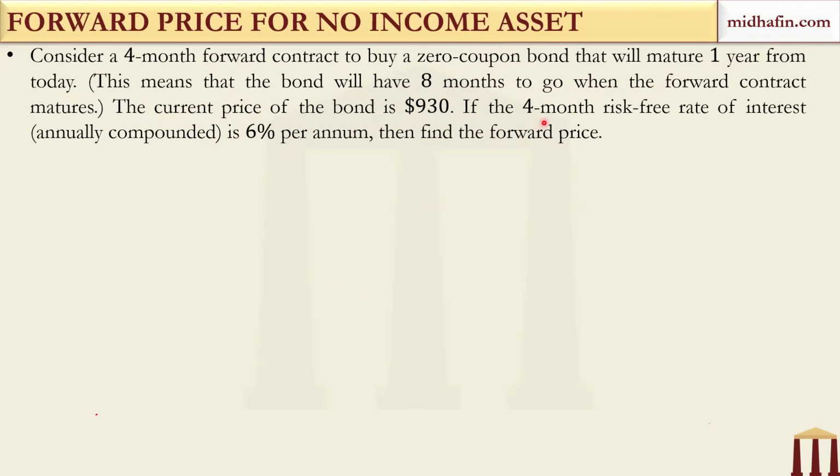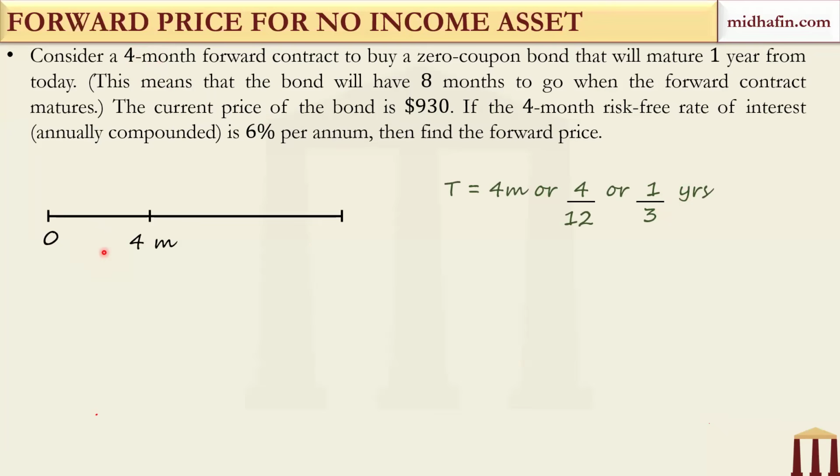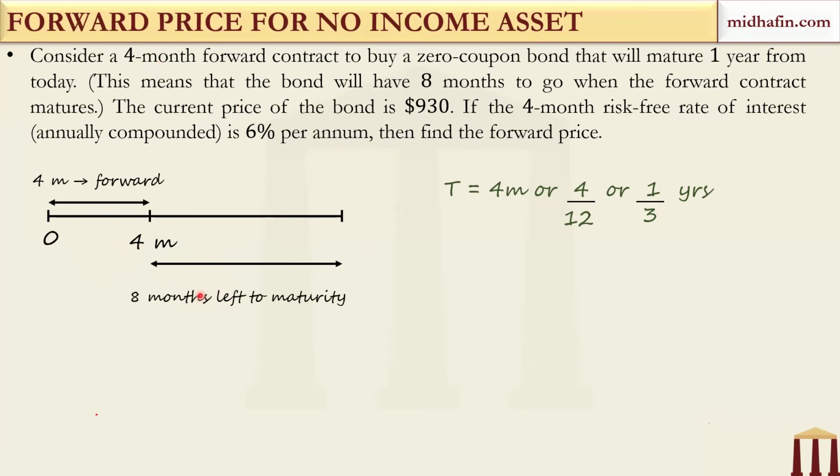What is T? It's a 4-month forward contract, remember. So T is 4 months or 1 over 3 years. Okay. So this is the 4-month forward. But the bond is still having 8 more months. So this is the figure which we have drawn just for clarity, just to make everything clear. Although there might be multiple parameters from this timeline we might not even use, but this is the question.